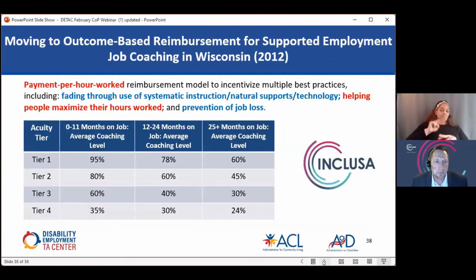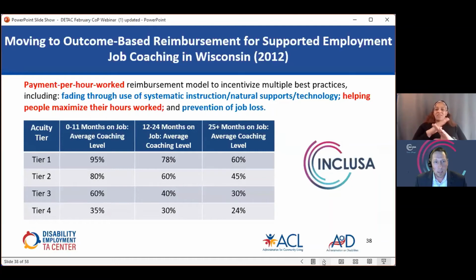Next slide. So this is the model that we were able to develop as we worked with providers. Our reimbursement model pays for hours worked by the individual versus the hours of supported employment support provided. So it really incentivizes multiple best practices, including fading, use of systematic instruction, natural supports, technology, and helping people maximize the hours worked and preventing job loss.